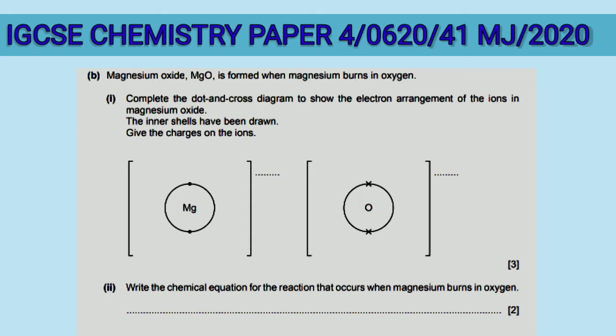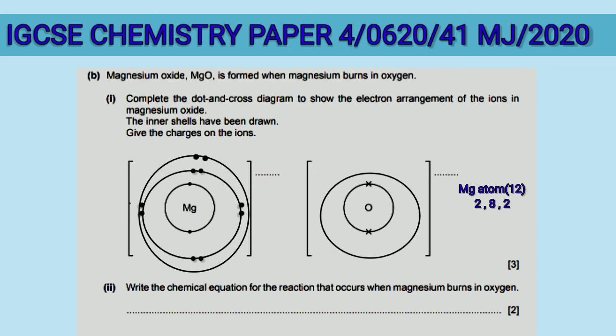Let us first write down the electronic configuration of magnesium atom and oxygen atom, and also when they become ions, that is after giving and taking electrons. Magnesium atom has atomic number 12, so electronic configuration is 2,8,2, and oxygen atom, atomic number 8, has electronic configuration 2,6. So magnesium has 2 extra electrons in the outermost shell and oxygen needs 2 electrons to complete its octet.